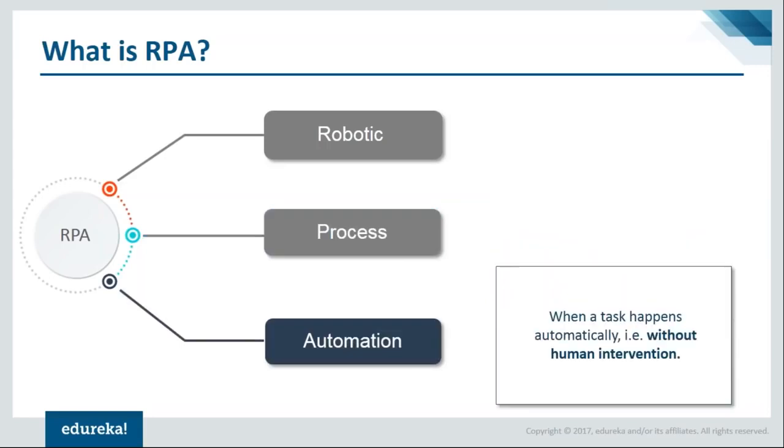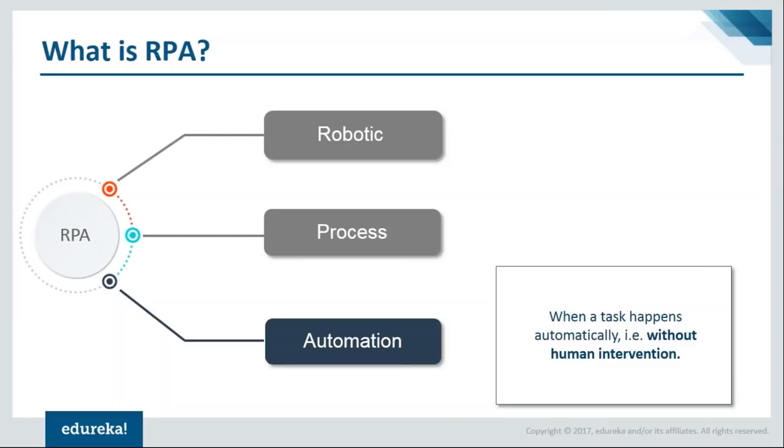Then comes the term automation. What is automation? Automation basically means when a task happens automatically without human intervention. So whenever a task happens without any human intervention, it becomes automation. Now, if you take the words robotic process automation, it means mimicking human actions to do a process without human intervention. This is what it basically means. This is the definition of RPA.